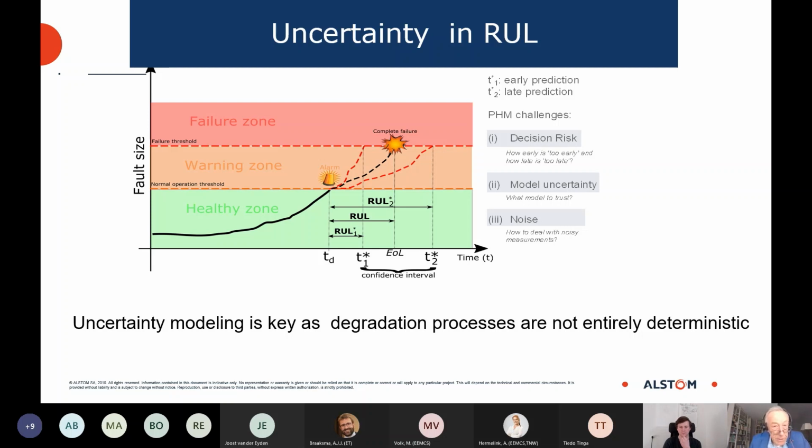But because we want to take uncertainty into account, we can only give a confidence interval, which can be more or less narrow depending on how much knowledge we have of the system, and how much data we have. So this is a key in what I'm going to discuss today.